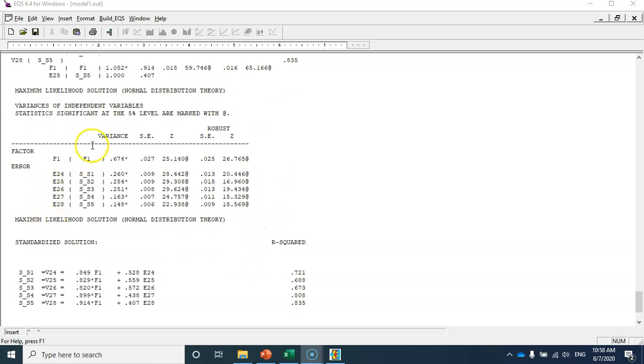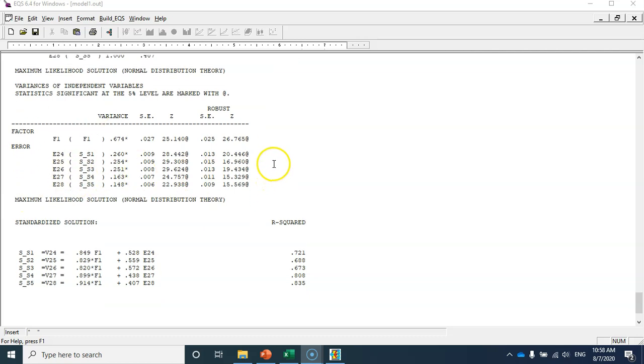Here also we have the variances for the only factor in our model and also the error terms. And again, we have a standard error and Z statistics for these variances, and we need to ignore these statistics and just resort to these robust standard error and Z statistics in case you would like to report the significance of variances in your model.